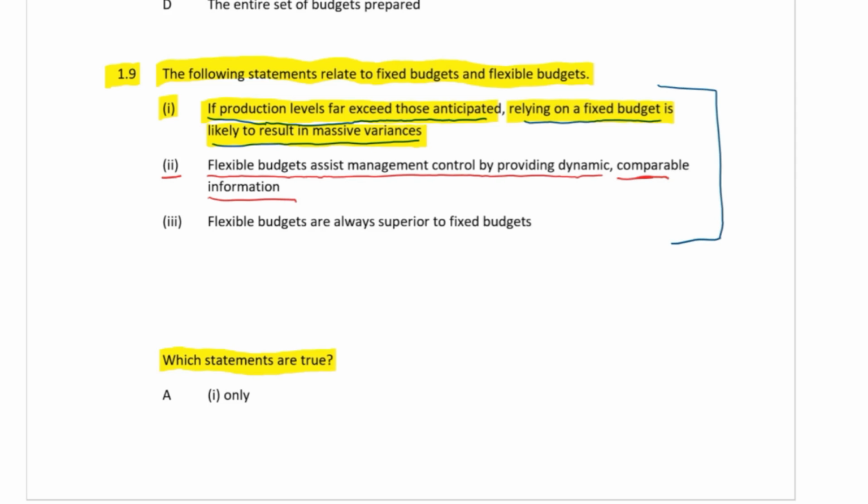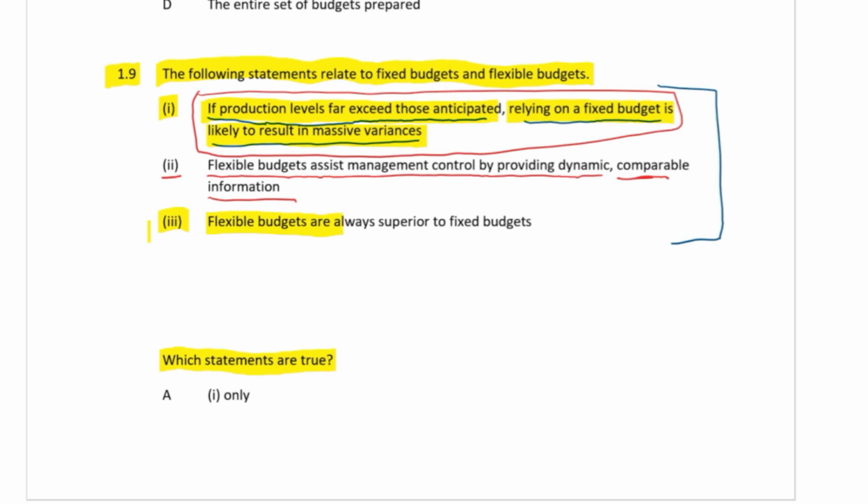The first one, which is this one, we've taken note of that, right? That if production levels far exceed those anticipated, relying on a fixed budget is likely to result in massive variances. Two, flexible budgets assist management control by providing dynamic, comparable information. And three, flexible budgets are always superior to fixed budgets. This is not true, because you can't say this budget is better than this budget.